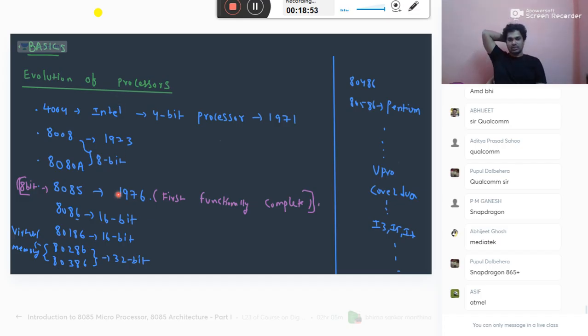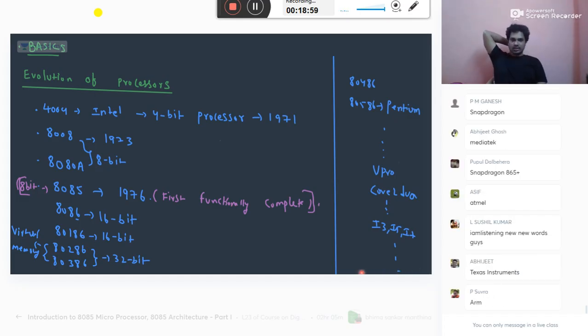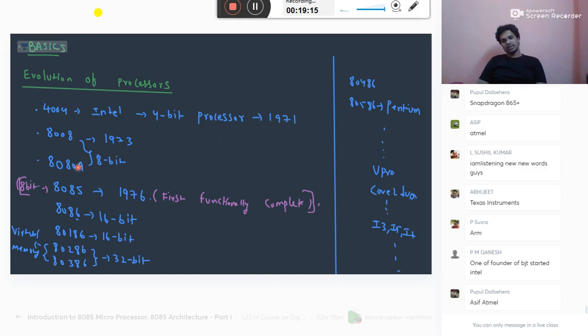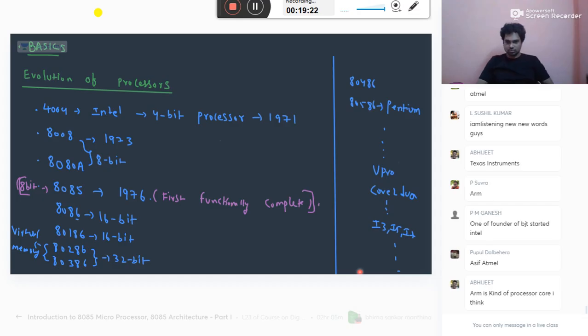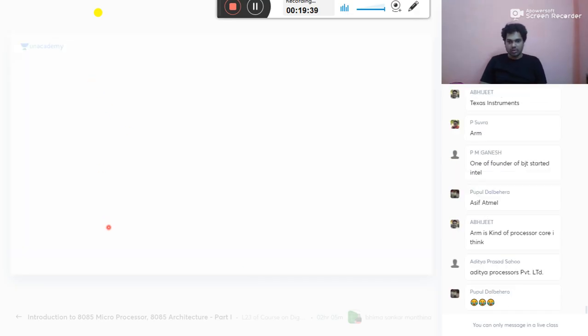So this is the evolution of the processor. Now let's go to the next part. What we are going to discuss is this part, 8085. Advanced RISC machines, don't deviate, leave that for time being. So the next one, let me give you what we call basic terminology.